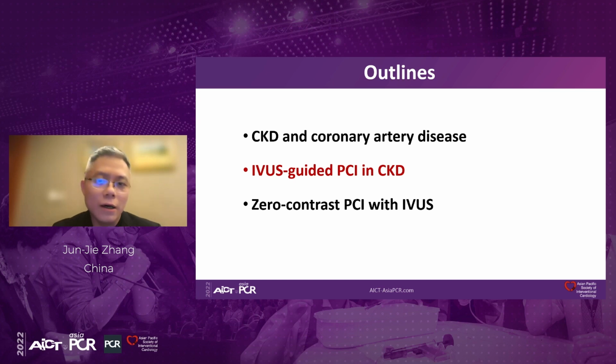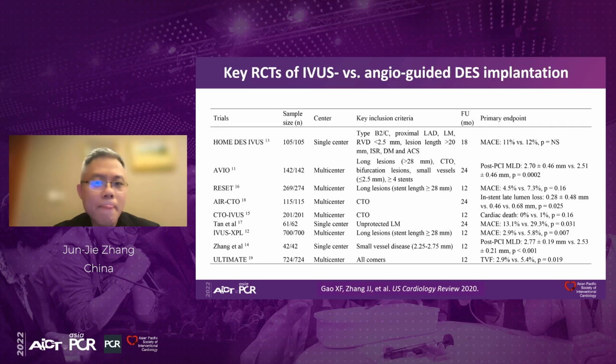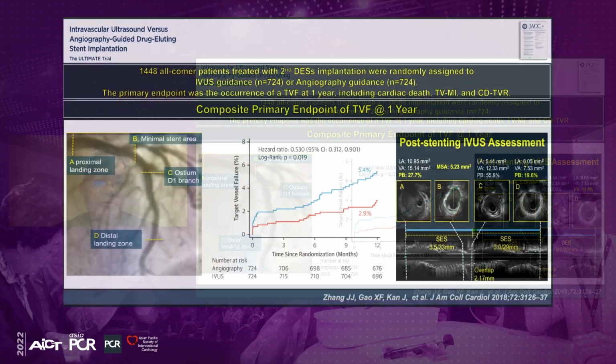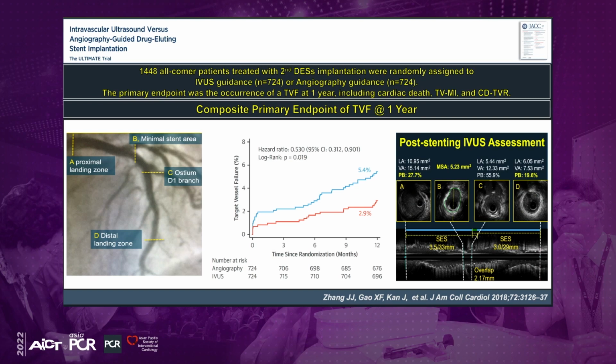So next, the outline is IVUS-guided PCI in CKD. Next. So far, we have 9 randomized studies comparing IVUS versus angio guidance for DES implantation. Next. The ULTIMATE trial is a randomized study comparing IVUS versus angio guidance DES implantation in all-comer patients. At 1-year follow-up, IVUS-guided DES implantation was associated with a lower rate of TVF, 2.9% compared to 5.4%. Next.